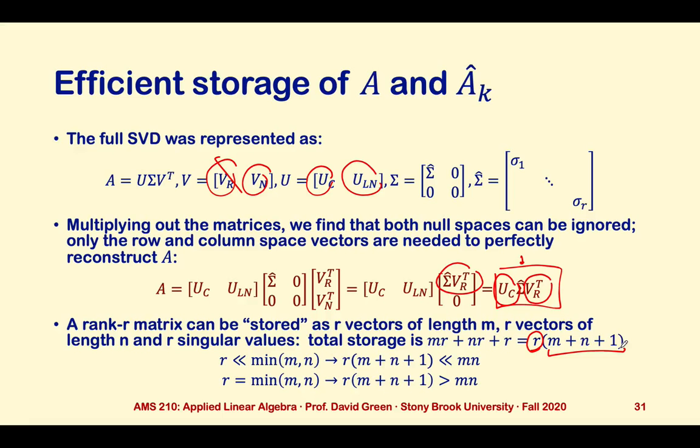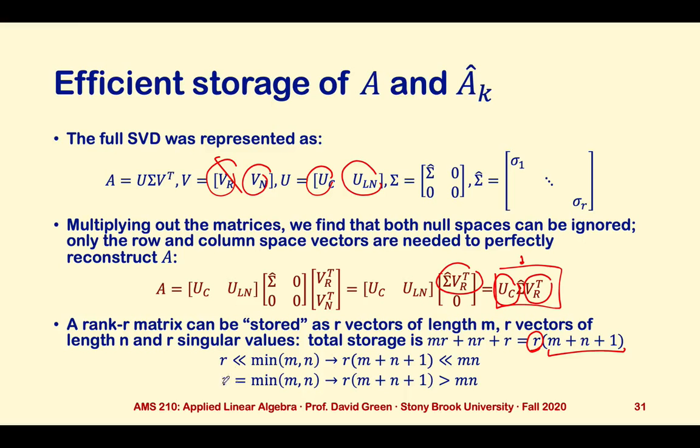If we have a matrix that is low rank, that is, whose rank is much lower than the smallest of the two dimensions, then this product here will be smaller than m times n, and this will be an efficient way to store a low rank matrix. We can store a low rank matrix for much less cost, for much less space than to store the original matrix m by n.